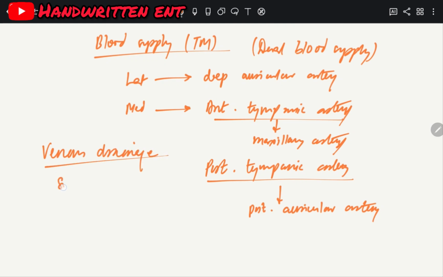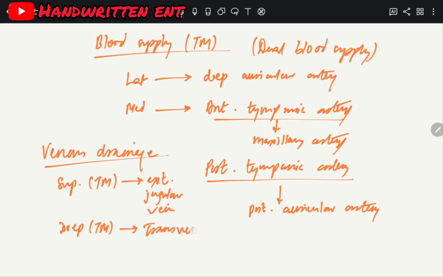The superficial aspect of tympanic membrane, it drains in the external jugular vein, while that of the deep surface of tympanic membrane, they drain in the transverse sinus and dural sinus. So this is a simplified video about the anatomy of tympanic membrane.